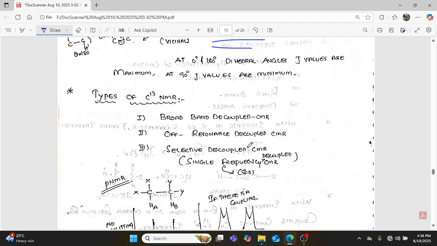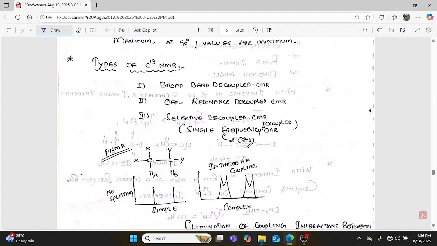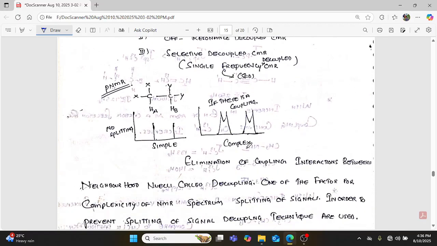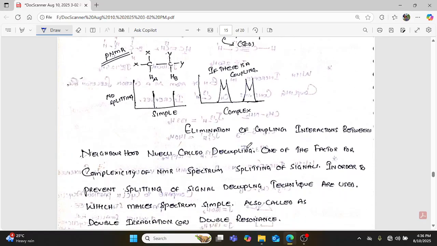Okay. Now the last and important topic is types of C13 NMR spectra: broadband decoupled spectra, off resonance decoupled spectra, and selective decoupled spectra. Already we know that in proton NMR we have observed spin-spin coupling. What is spin-spin coupling? If you have two different non-equivalent sets of protons, coupling always takes place between them. That's why HA will give a doublet due to HB, and HB will give a doublet due to HA.